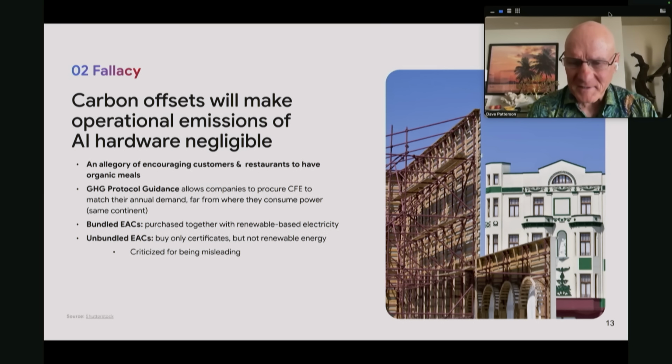So a bunch of universities studied how effective the unbundled EACs are, and they said not very effective. They may look good on the claims to the companies, but they really don't significantly help because, like if you buy the restaurant meals someplace else, it doesn't help the local utilities. If you're buying clean energy in some other part of the United States, the local company isn't incentivized to do anything about it. So, how popular are these unbundled EACs that are misleading?